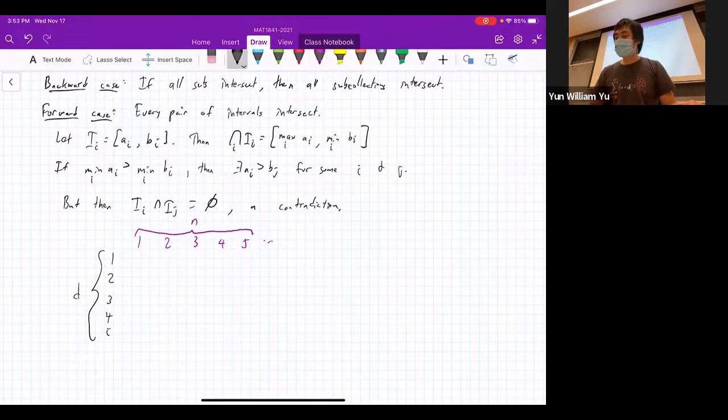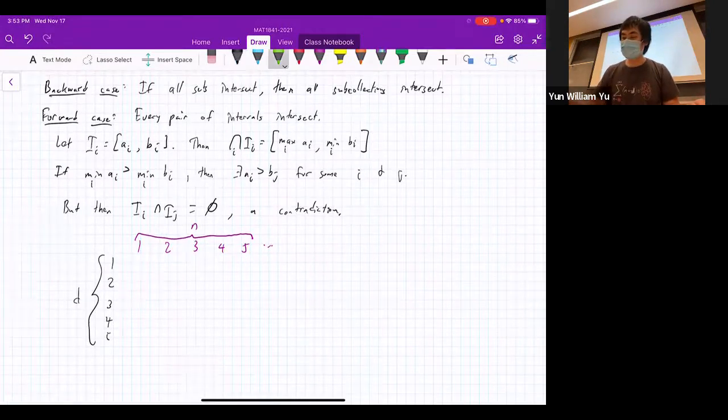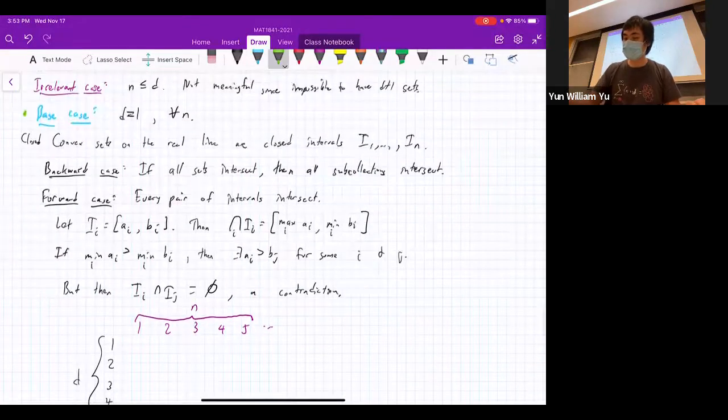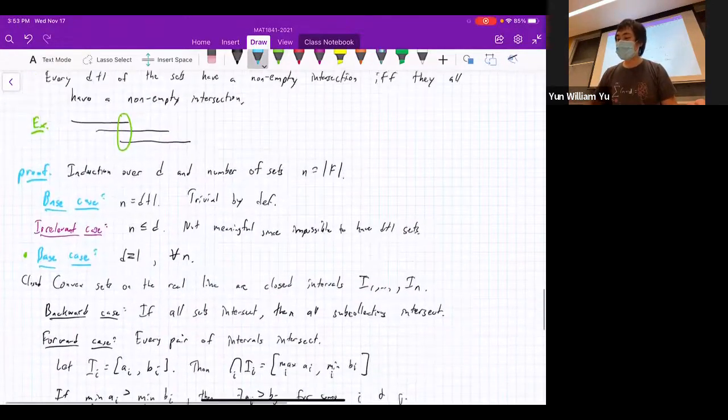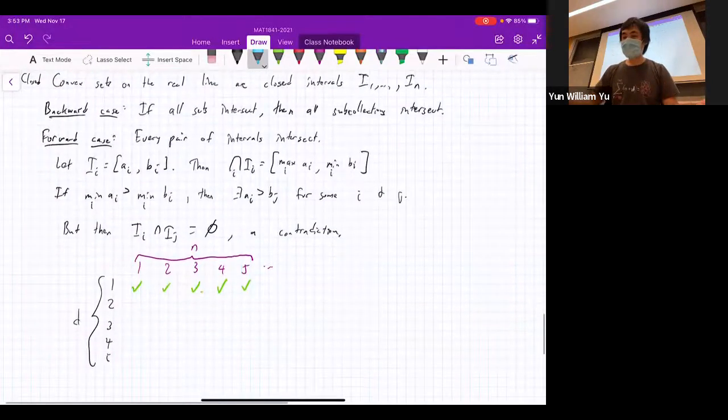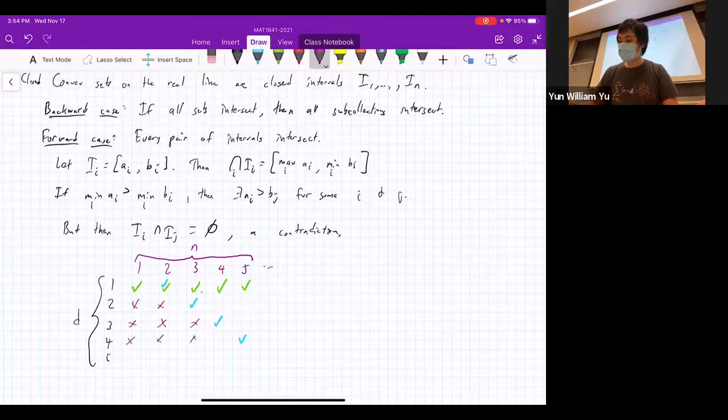Well, what cases have we proven? So we've proven this is true for all the cases where d is equal to one, right? So this is this base case. We've also proven it to be true for exactly the set where n is equal to d plus one. And we also know that all of these cases are uninteresting because those are the cases where you don't have enough sets to talk about anything. And so we just need to prove it to be true for this region over here, right?